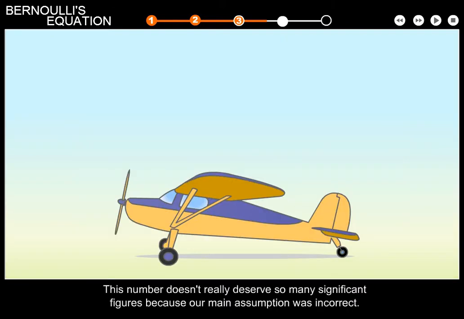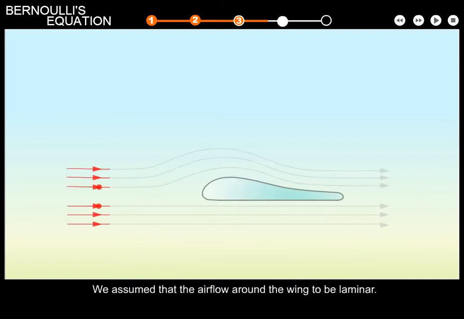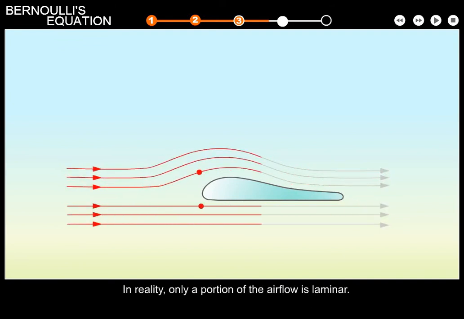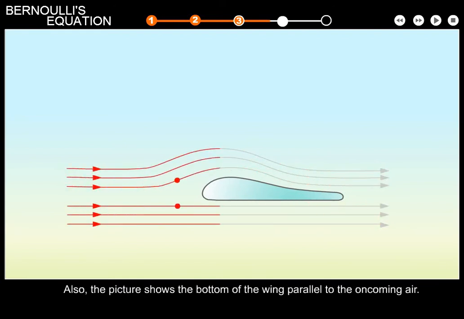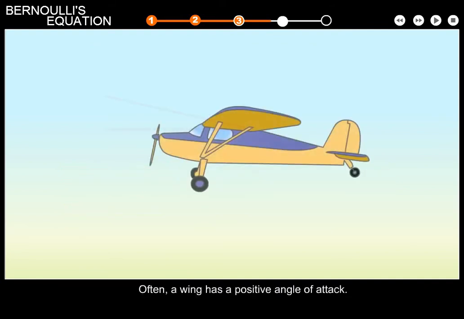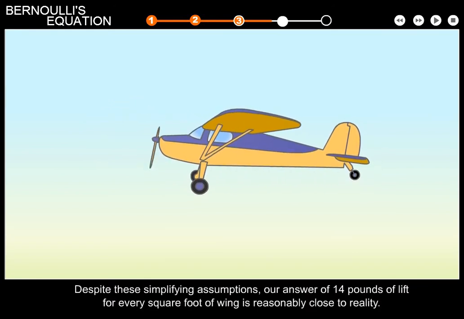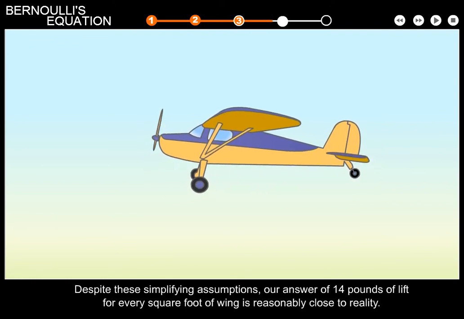This number doesn't really deserve 4 significant figures because our main assumption was incorrect. We assumed that the airflow around the wing to be laminar. In reality, only a portion of the airflow is laminar. A great deal of the air passing over the wing is turbulent and not parallel. Also, the picture shows the bottom of the wing parallel to the oncoming air. Often, a wing has a positive angle of attack. Despite these simplifying assumptions, our answer of 14 pounds of lift for every square foot of wing is reasonably close to reality.